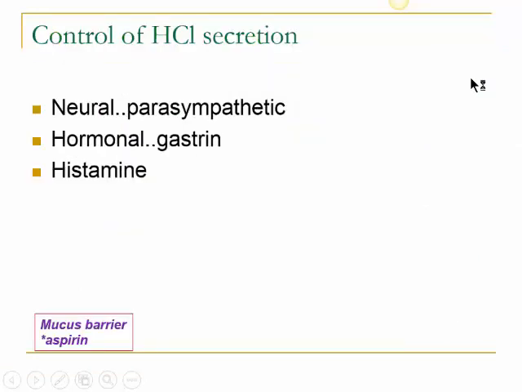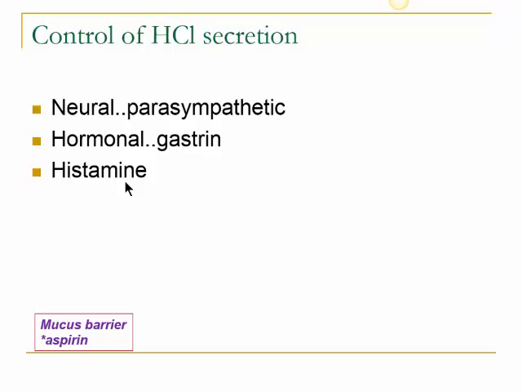Now, hydrochloric acid is extremely important. So we've seen 2 of the ways hydrochloric acid is secreted. It's part of gastric juice. The first was neural, through parasympathetic. Second was through a hormone called gastrin, produced by the G cells. But we have a third substance called histamine, which also causes hydrochloric acid secretion.